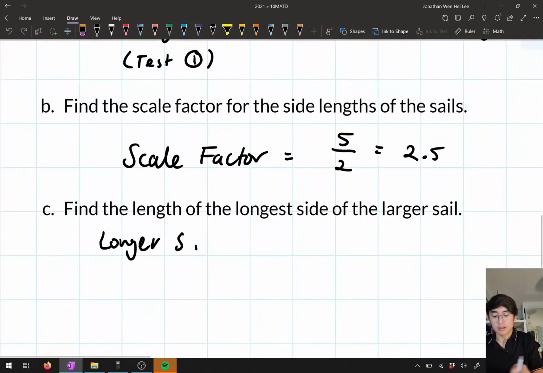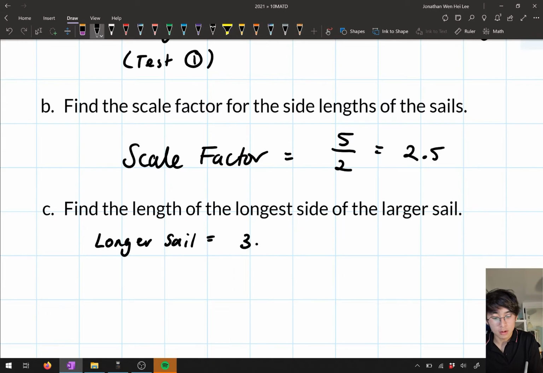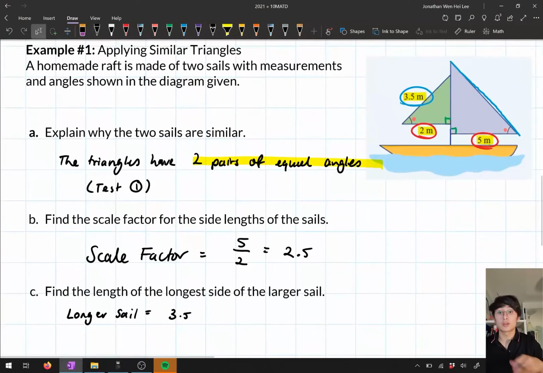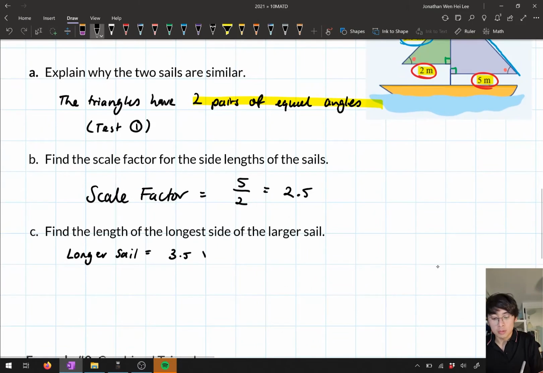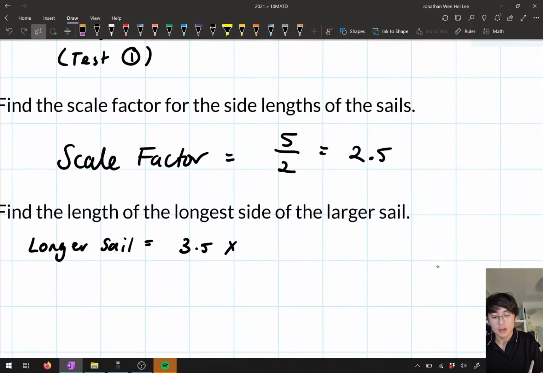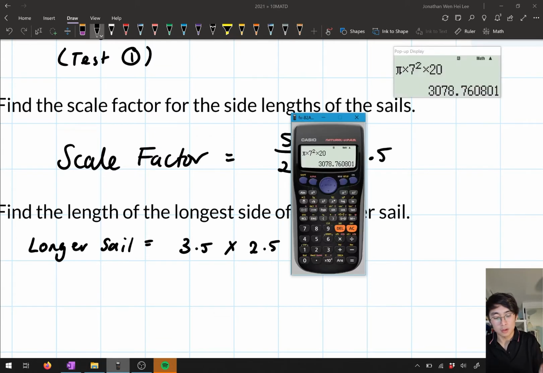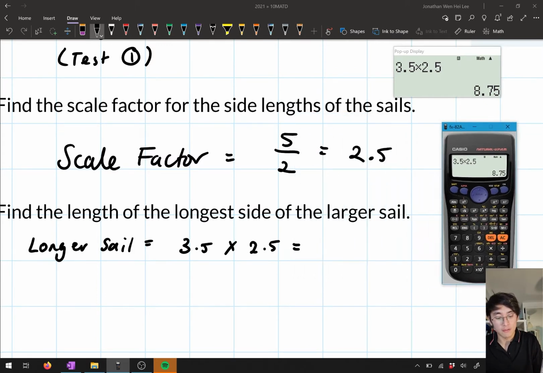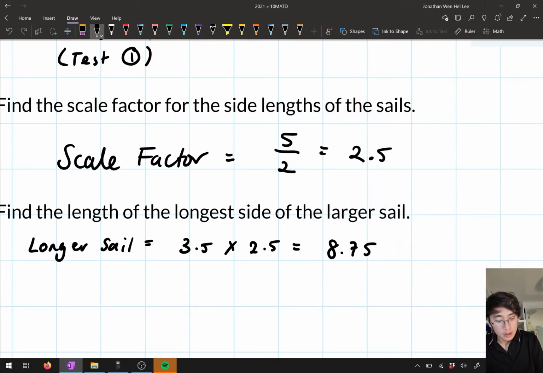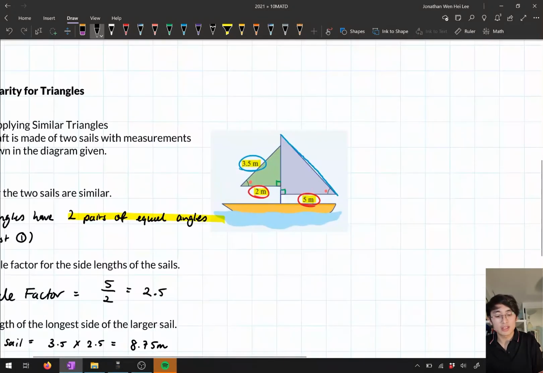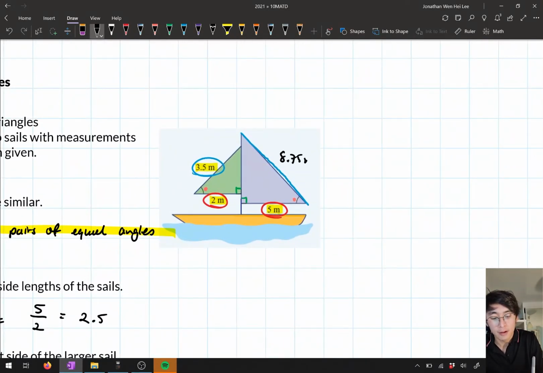Let me try rewrite this a little bit cleaner. My longer sail, well, that is just going to be that 3.5 measurement from my first smaller sail, but then I'm going to multiply that by the scale factor. I'm going to multiply that by 2.5 because that's how many times bigger the bigger sail is compared to the smaller sail. So here, 3.5 times 2.5, I'm going to do that on my calculator. 3.5 times 2.5, 8.75. So that tells me that the longest side of my biggest sail is 8.75 meters.